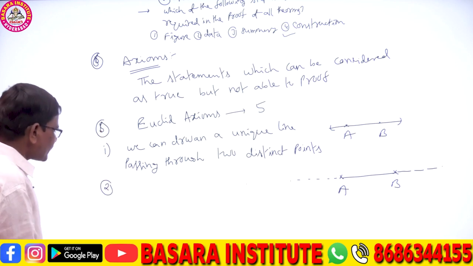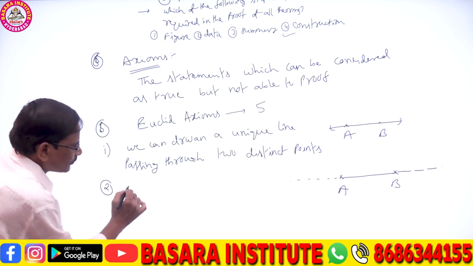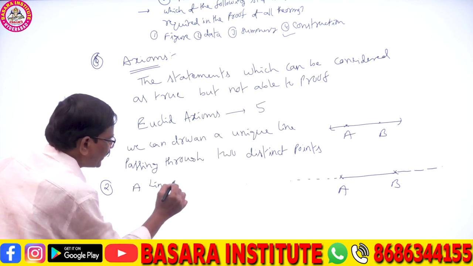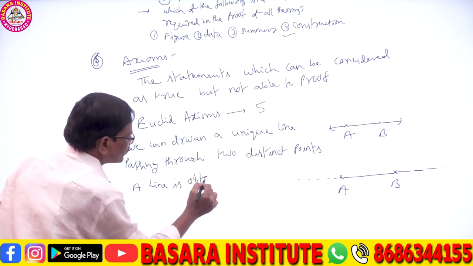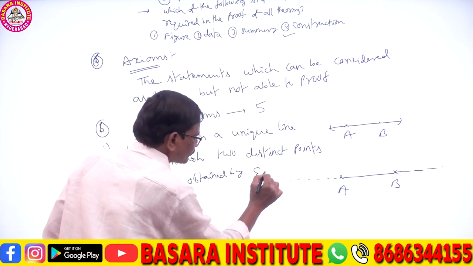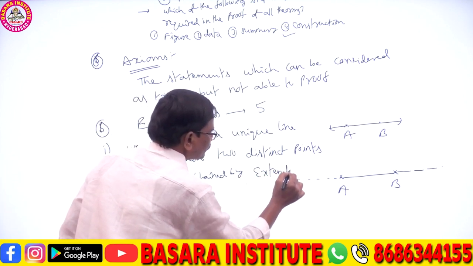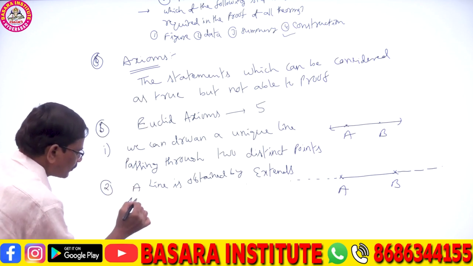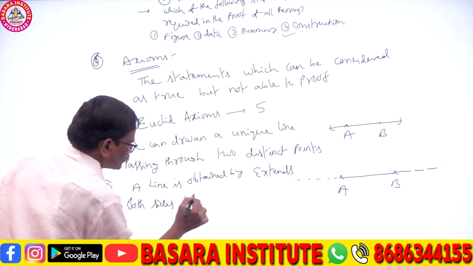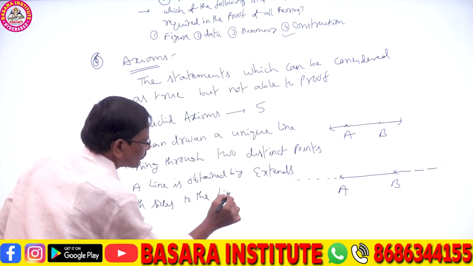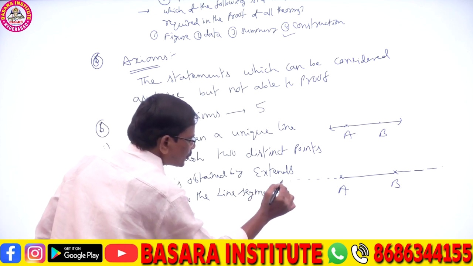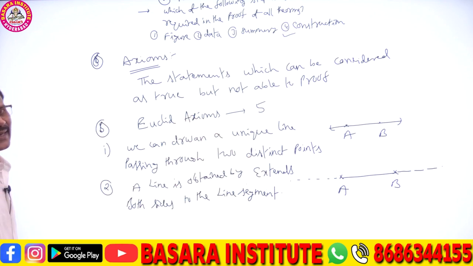So Euclid's second axiom is, a line is obtained by extending both sides of the line segment. So this is Euclid's second axiom.